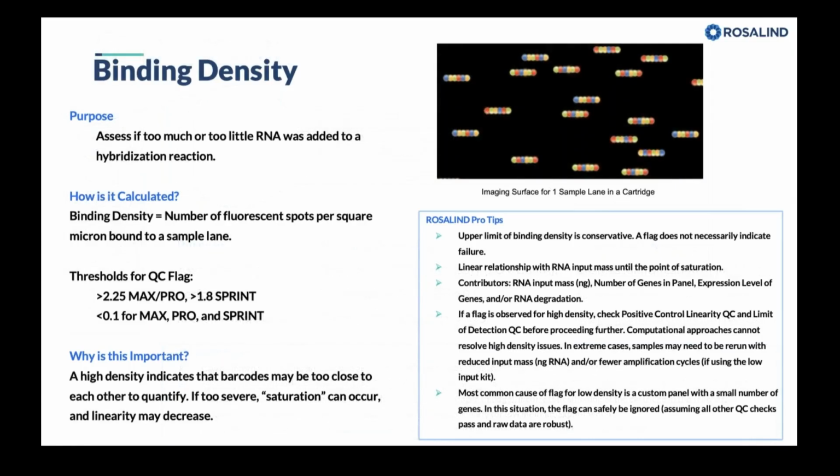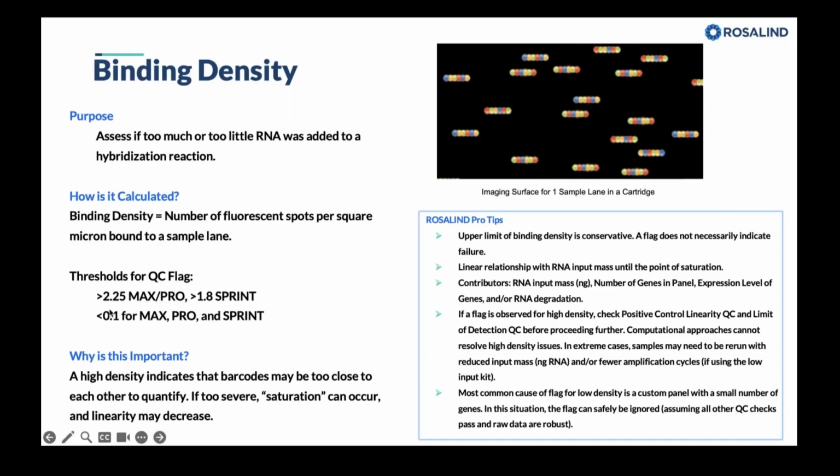From there, let's go to binding density. And so binding density is, if we look at this image, it's basically figuring out how many of these barcodes are bound to our imaging surface for a given sample. So we want to look at this because we want to assess if there's too many of these barcodes on any given surface area. It's calculated simply by counting the number of fluorescent spots per square micron that are bound to any given sample lane. So we're just counting these number of spots here and calculating how many there are per square micron on this lane or this imaging surface.